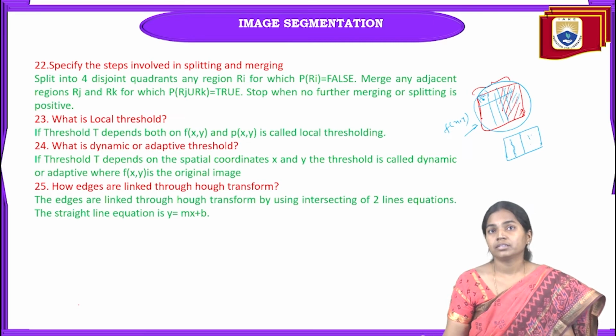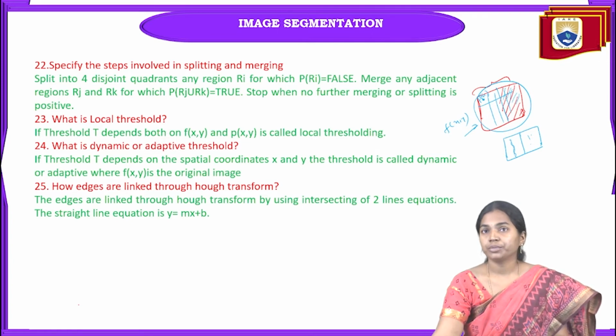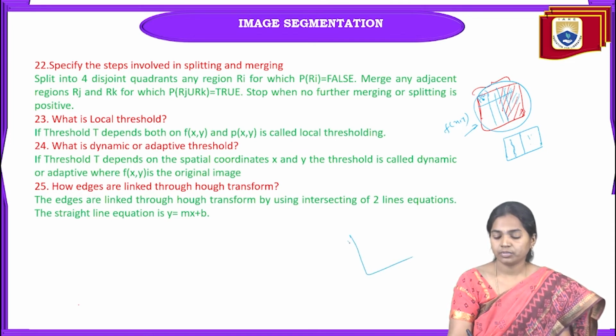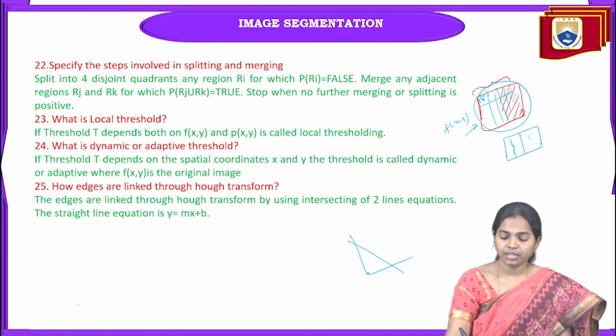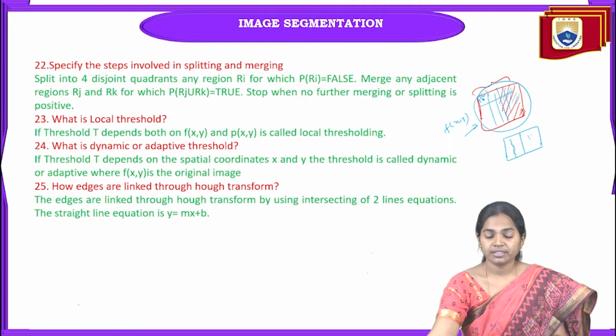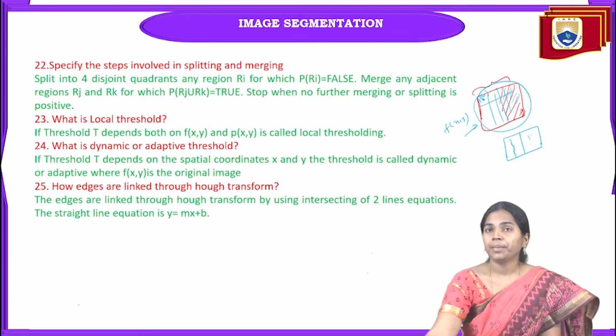How are edges linked through Hough transform? Here, the edges are linked through Hough transform by using intersecting of two line equations. In this Hough transform, first find the straight line, y equals mx plus c. This is a straight line. If I am going to connect any points, it is the shortest path. So in Hough transform, the straight line equation is y equals mx plus b. So the edges are linked through Hough transform by using intersecting of two line equations. The straight line equation is y equals mx plus b.